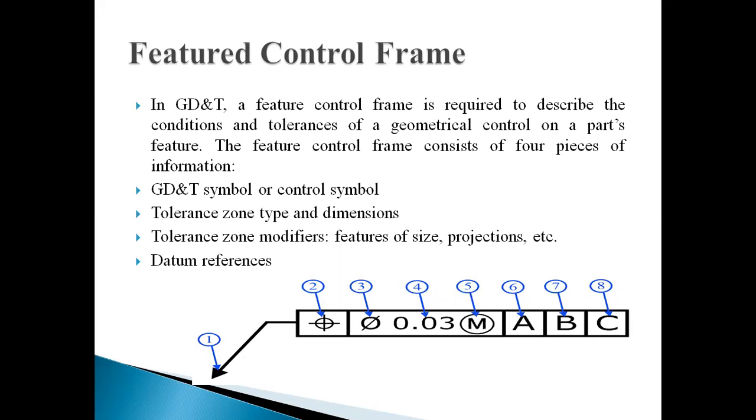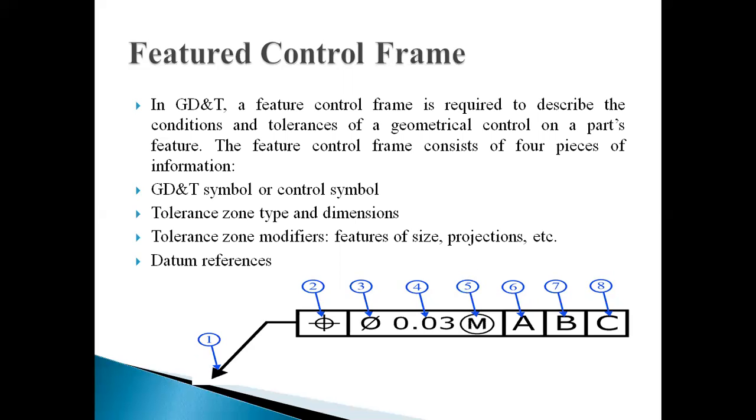In the figure, the leader arrow indicates the feature that the geometric control is placed on. If the arrow points to a surface, then the surface is controlled by GD&T. If the arrow points to a diametric dimension, then the axis is controlled by geometric dimensioning and tolerancing. Second one is the geometric symbol. This is where your geometric control is specified.